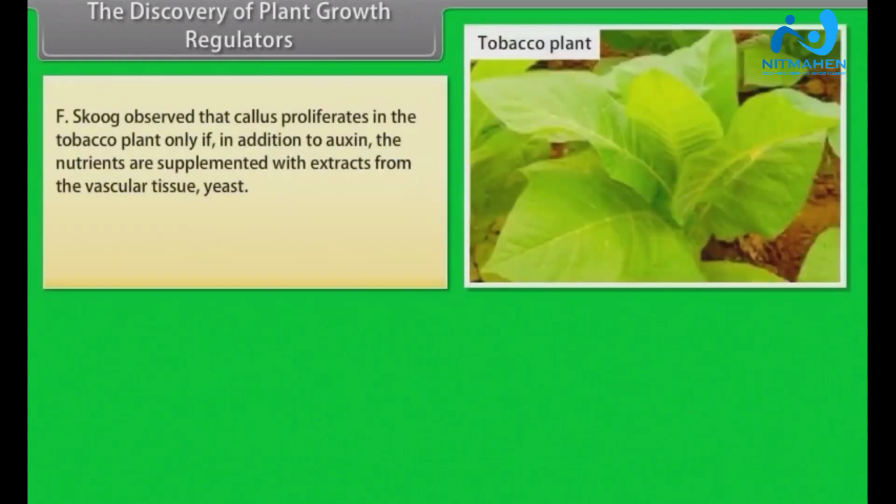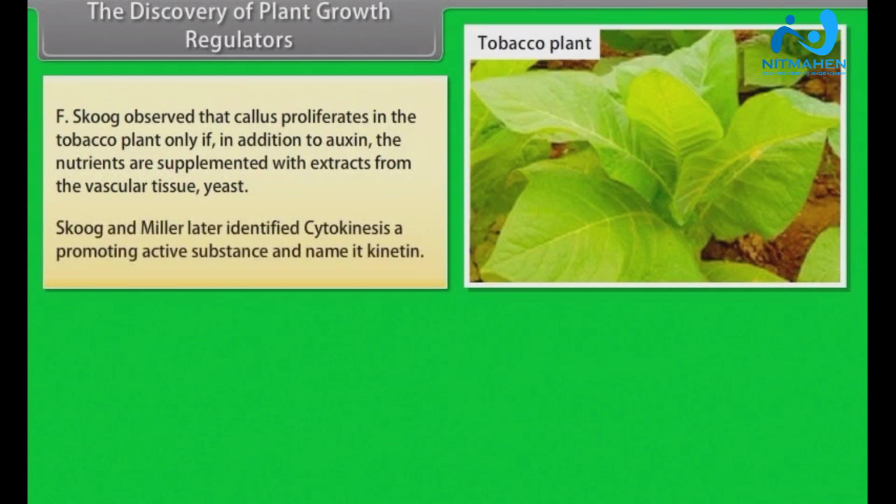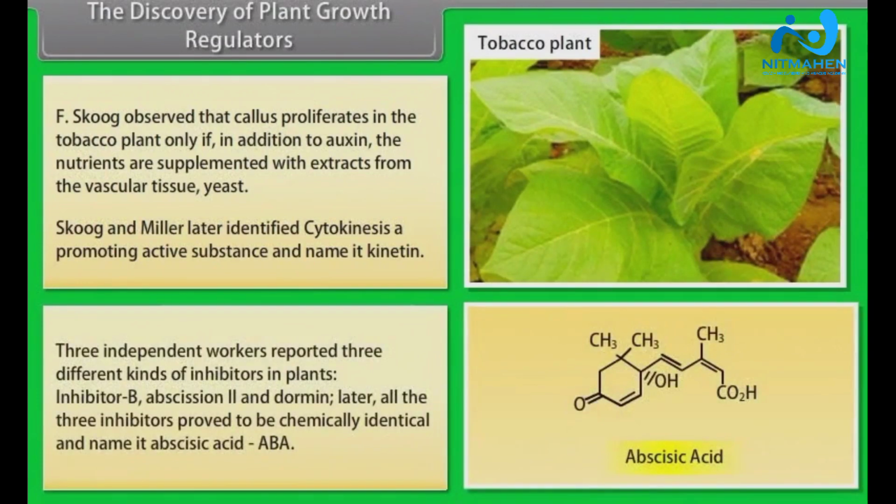The discovery of plant growth regulators. F. Skoog observed that callus proliferates in the tobacco plant only if, in addition to auxin, the nutrients are supplemented with extracts from the vascular tissue or yeast. Skoog and Miller later identified a cytokinesis-promoting active substance and named it kinetin. Three independent workers reported three different kinds of inhibitors in plants: inhibitor B, abscission II, and dormin. Later, all three inhibitors proved to be chemically identical and were named abscisic acid, ABA.